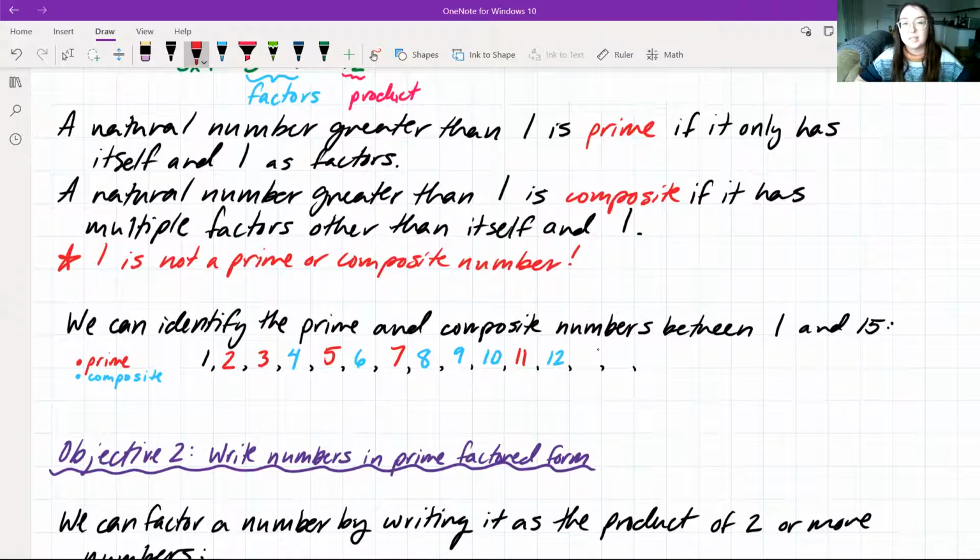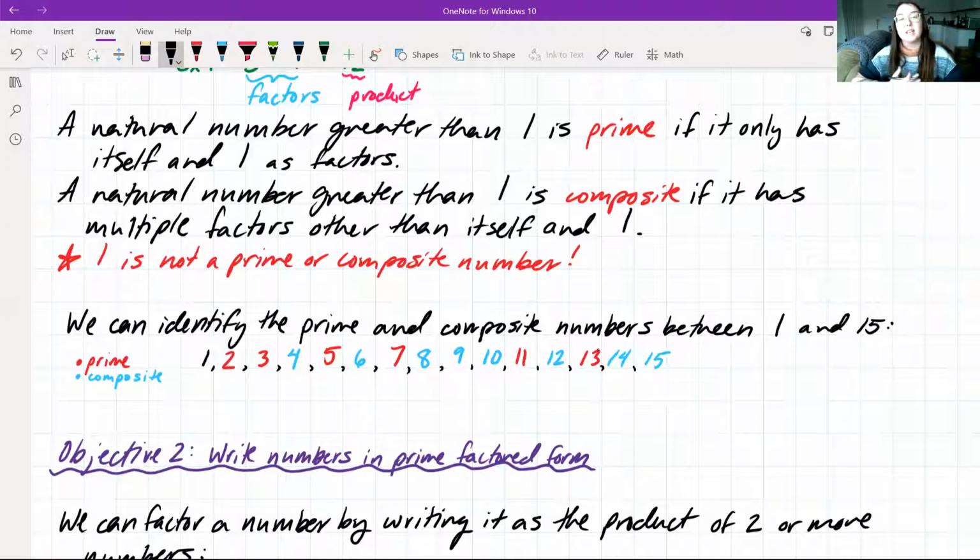Then for number 13, 1 and 13 are the only factors of 13, so 13 is a prime number. 14 has the factors of 1 and 14, and also 2 and 7. So 14 is a composite number. And lastly, we have 15. So 1 and 15 are factors of 15, and so are 3 and 5. So 15 is a composite number.